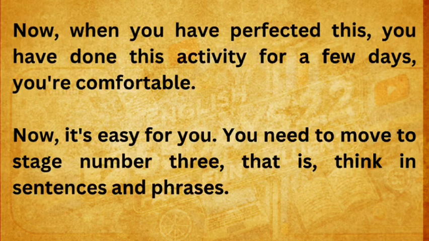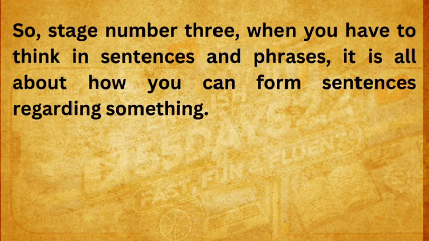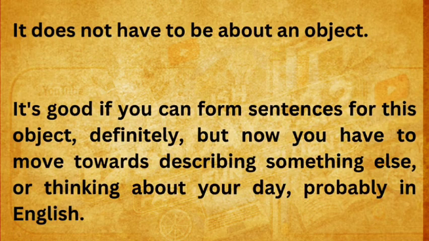You need to move to stage number 3. That is, think in sentences and phrases. So, stage number 3, when you have to think in sentences and phrases, it is all about how you can form sentences regarding something. It does not have to be about an object. It's good if you can form sentences for this object, definitely, but now you have to move towards describing something else or thinking about your day, probably in English.